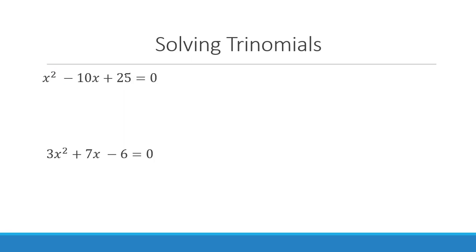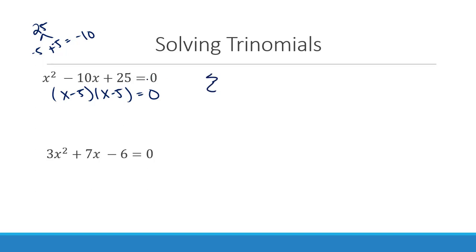So let's use what we learned a while ago to factor. There's no GCF, there's no number out front, so I can use a bit of a shortcut here. What multiplies to give me 25 but adds to give me negative 10? Well, I could do a negative 5 and a negative 5 here. So I can factor this guy as x minus 5 squared, equal to 0.